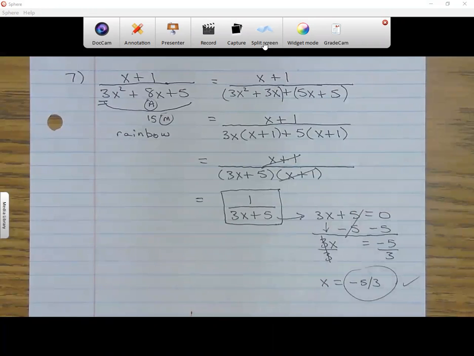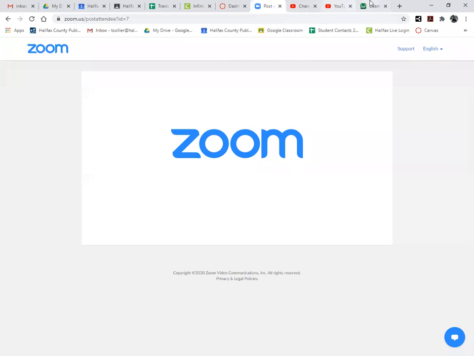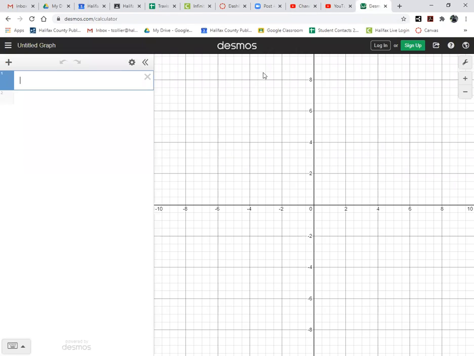For the last 2 minutes, I wanted to show you what this kind of looks like when you're graphing them. So what I'm going to do is graph number 7 on Desmos and show you what it looks like. So let me see if I can do this real quick. Let me see if I can share my screen. There we go. Okay, so here I am on Desmos, and I want to graph number 7 real quick.